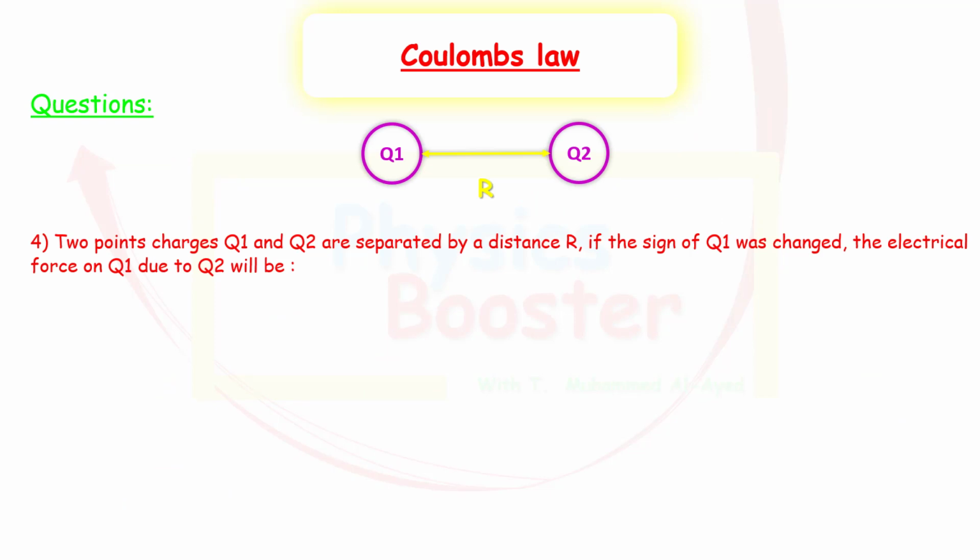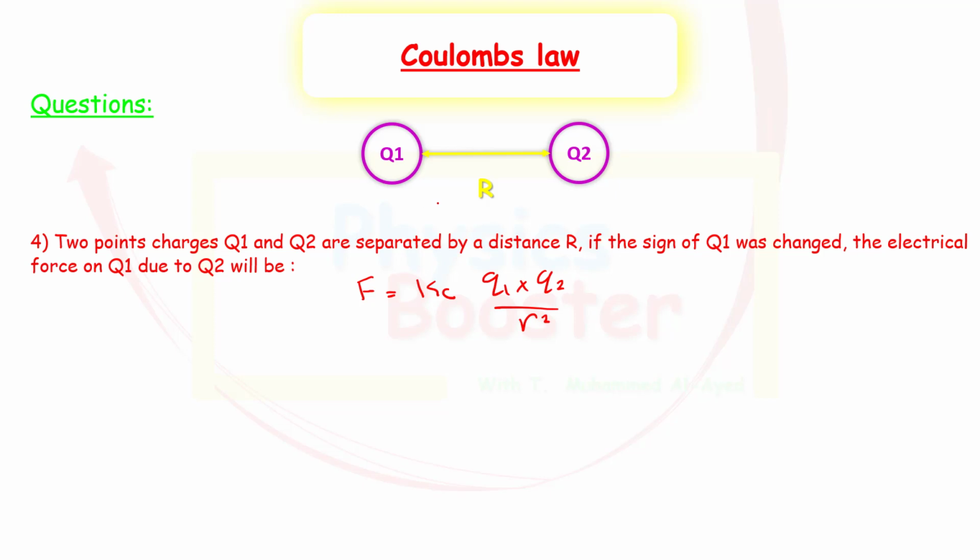Two point charges Q1 and Q2 are separated by a distance r. If the sign of Q1 was changed, the electrical force on Q1 due to Q2 will be, what do you think will happen? Okay, sometimes when you're asked these types of questions, always keep the equation in front of you. We know that the force between them is going to be equal to the constant of Coulomb multiplied by Q1 multiplied by Q2 divided by R squared.